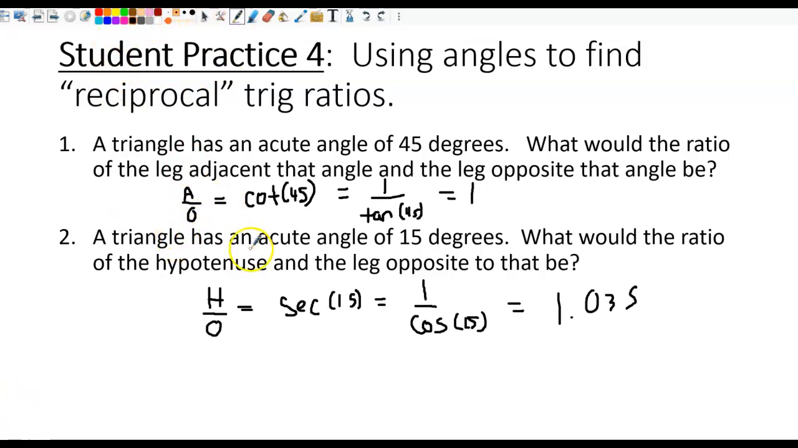All right, so there's our solutions. For number 1, you should have gotten 1, and for number 2, you should have gotten about 1.035.